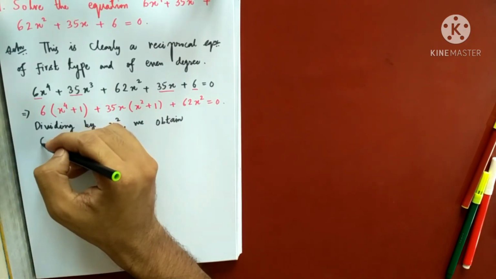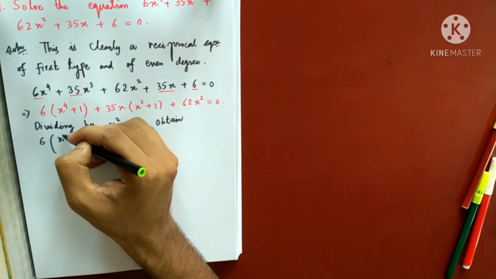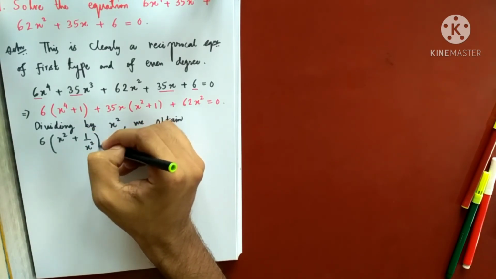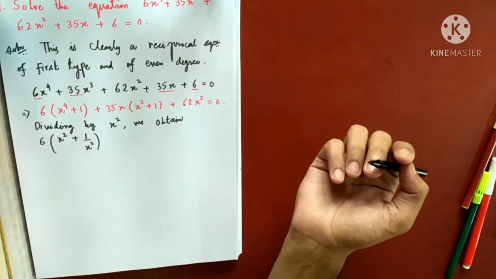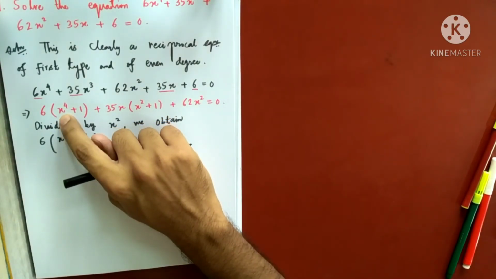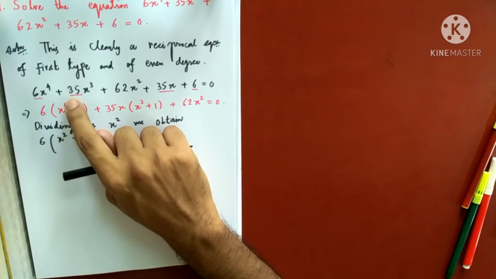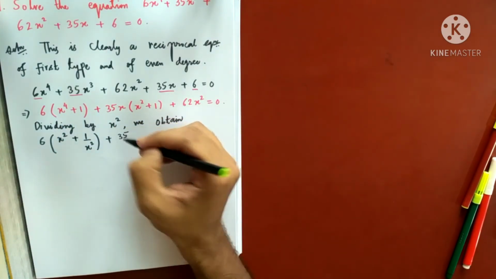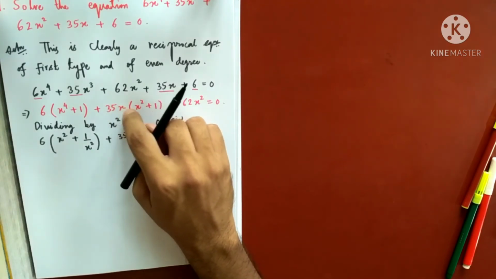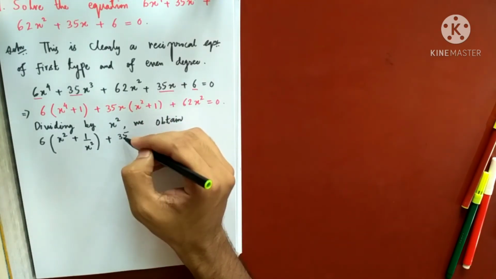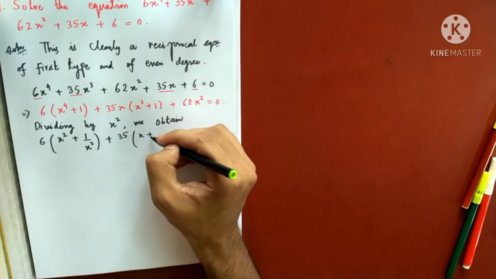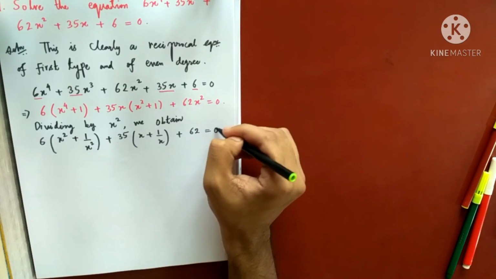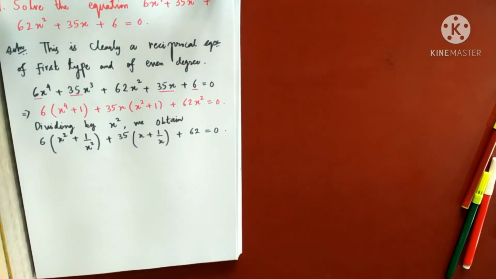So we obtain, let's say we are dividing by x square. Try to understand my point. So 6, what will this become? x square plus 1 by x square. Right? I'm dividing by x square. So this will become x square because x to the power 4 by x square and 1 by x square. So 1 x will get cancelled with this one, and I have to divide this by x. Then 35 times x plus 1 by x and 62. Am I clear up to here?